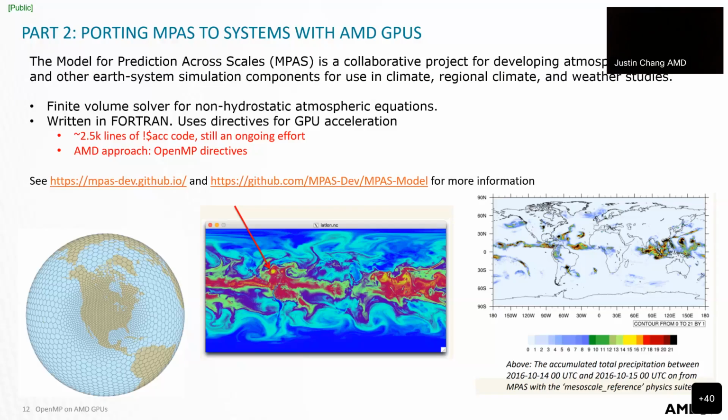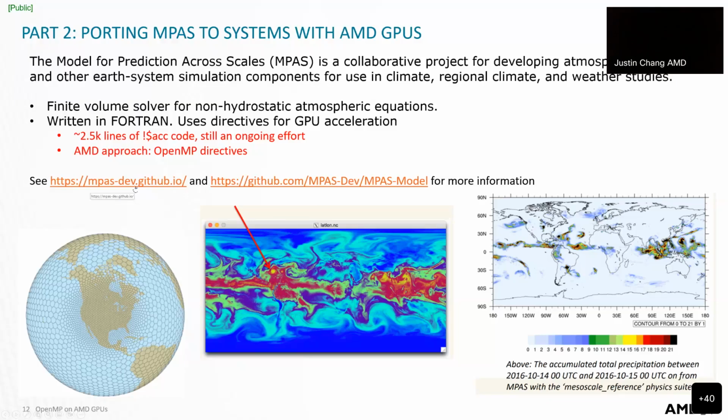So it currently contained, or at the time it contained, about 2.5K lines of ACC code. It's an ongoing effort still. AMD's approach is to port this to OpenMP directives. I have listed a couple of links here: the MPAS GitHub IO website, which contains the documentation, as well as the link to the open source repository.